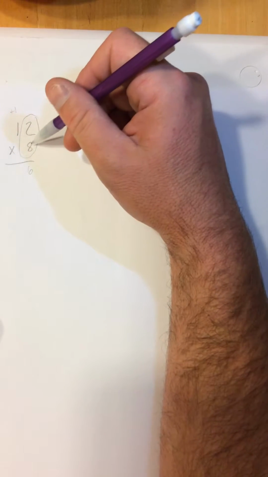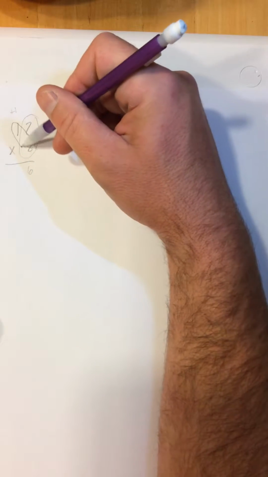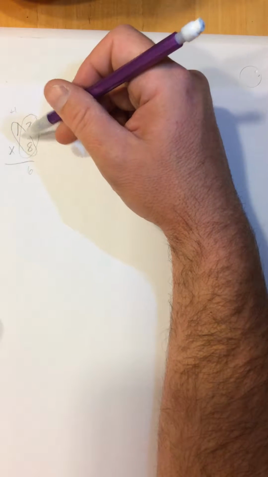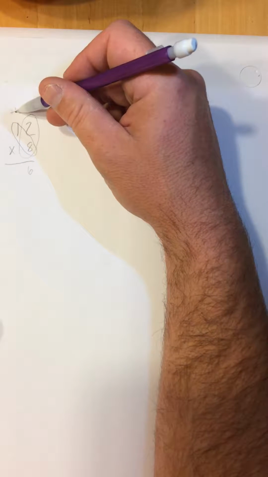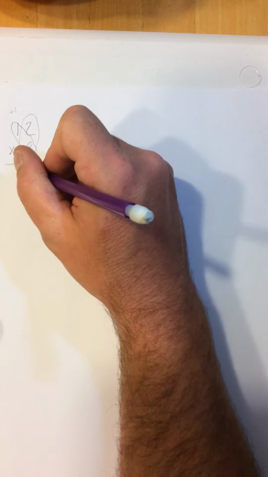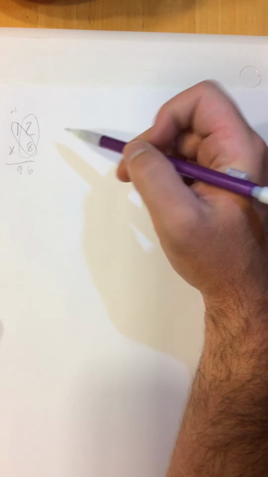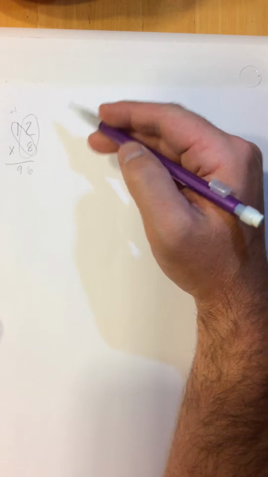The second multiplication we're going to do is multiplying our ones times our tens digit. 8 times 1 is 8. And we're going to add our regroup for one more, for 9. Therefore, 12 times 8 is 96.